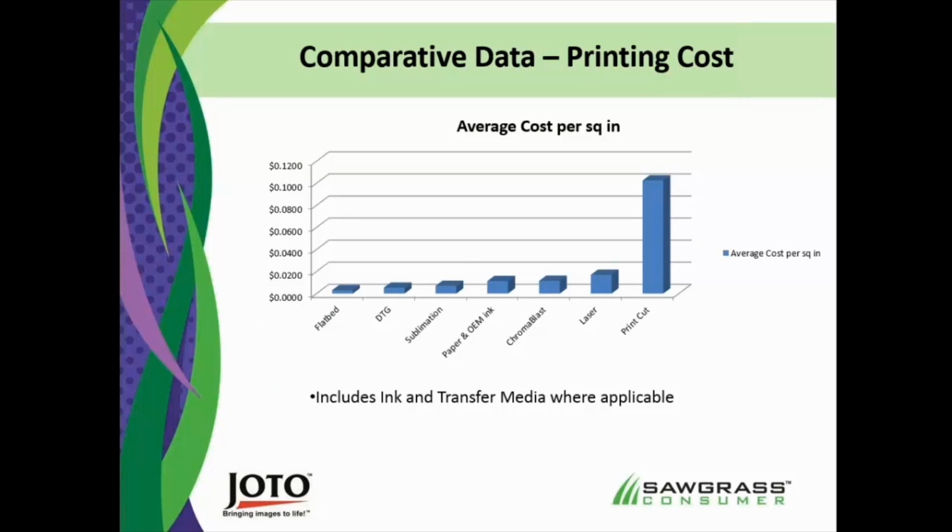Some comparisons across the industry. I don't know what you currently do or don't do. If you look at the average cost per square inch, you can see where sublimation clocks in right here. If you're doing a print cut system, which a lot of people do for transfers, you can see it's quite a bit higher. Laser's a bit higher. Chromoplast is a product that we carry. It's for cotton printing. It's a little bit higher. The paper is a little bit more than the ink cost. So you can see sublimation is definitely on the lower end in your average cost per square inch.